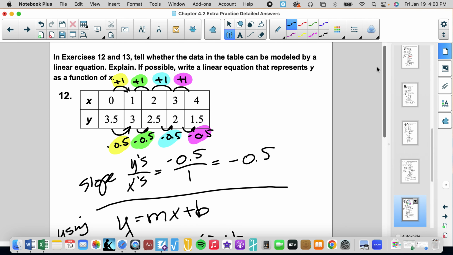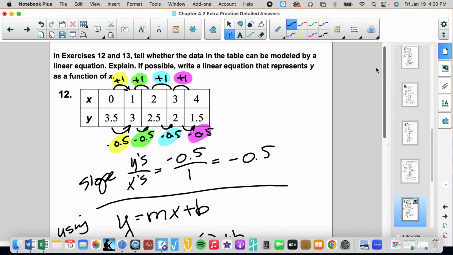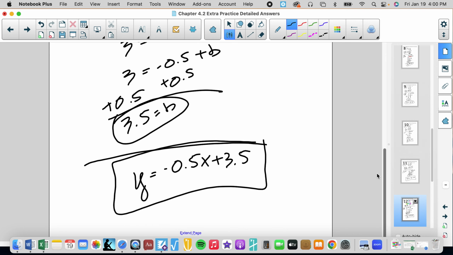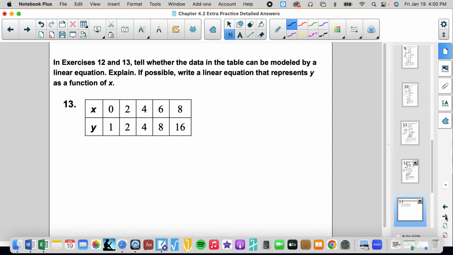Yeah, 12. Good. Okay, cool. That's good. Yeah, that's the formula. We like that.